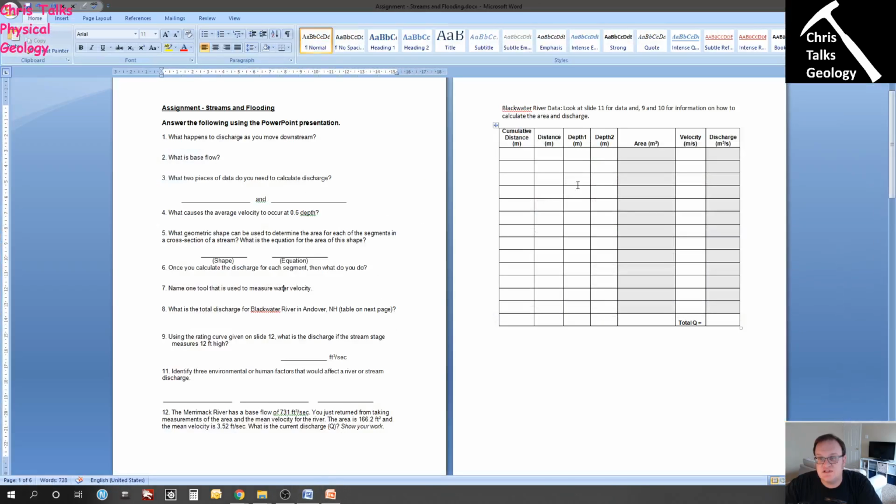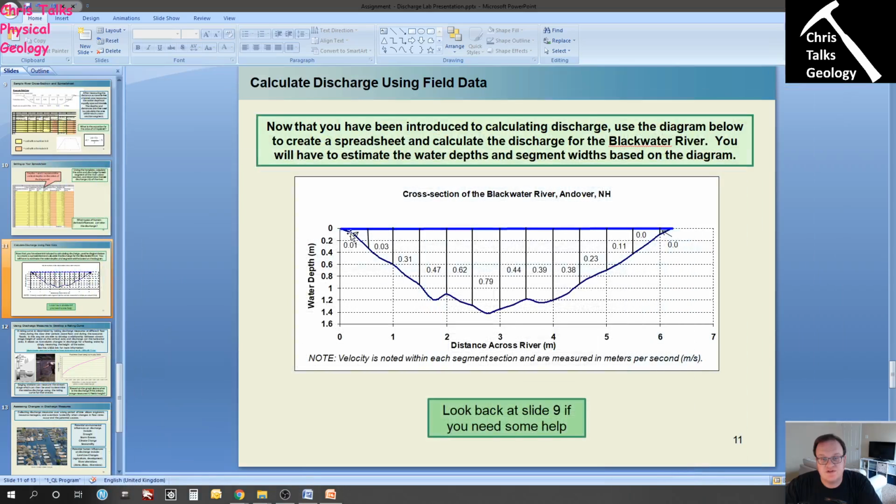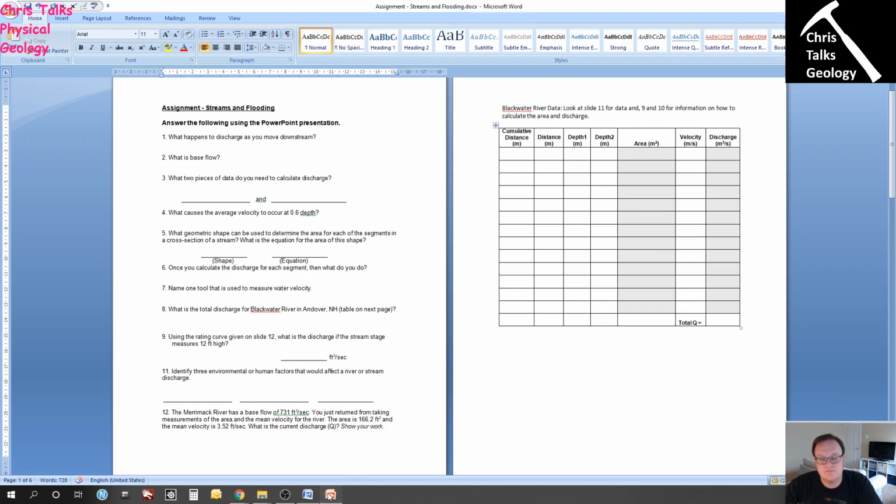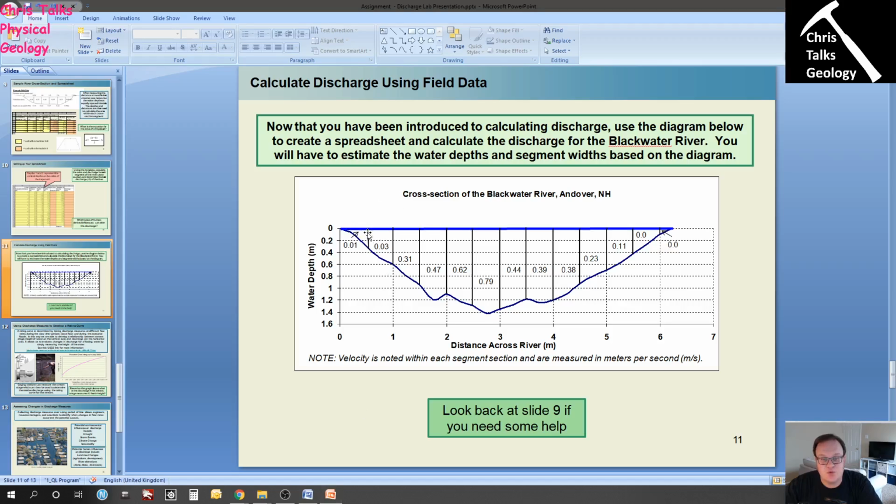We're going to have distance 1, and that's going to be the depth on the left hand side of each cell. So for the first cell it's going to be 0, for the second cell it's going to be 0.3, for the third cell it's going to be 0.6, etc. Then we have depth 2, that's going to be the depth on the right hand side of each cell. So for the first cell that's going to be 0.3, for the second cell that's going to be 0.6, for the third cell that's going to be 0.9, and so on.